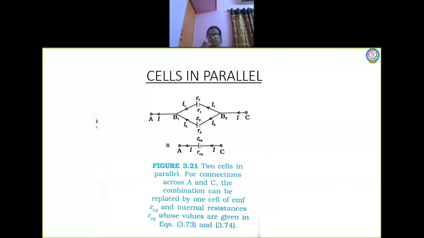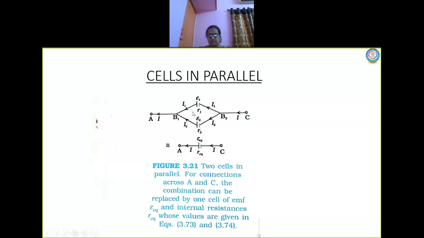Now look at this diagram, the same thing, but the only difference is that here, instead of the cells being connected serially, two cells are connected in parallel. I am explaining the diagram, children. Now R1 is the internal resistance of the first cell, R2 is the internal resistance of the second cell, psi1 is the EMF of the first cell, and psi2 is the EMF of the second cell.